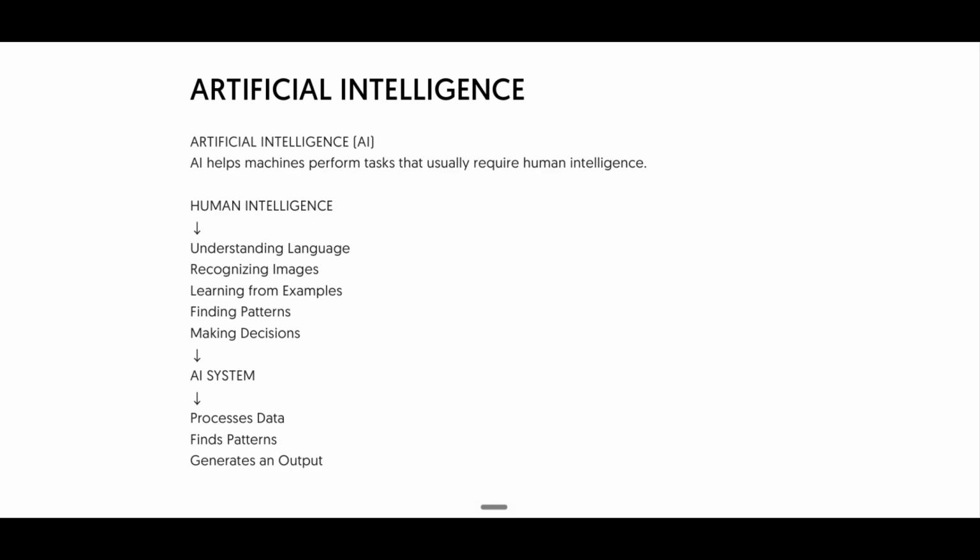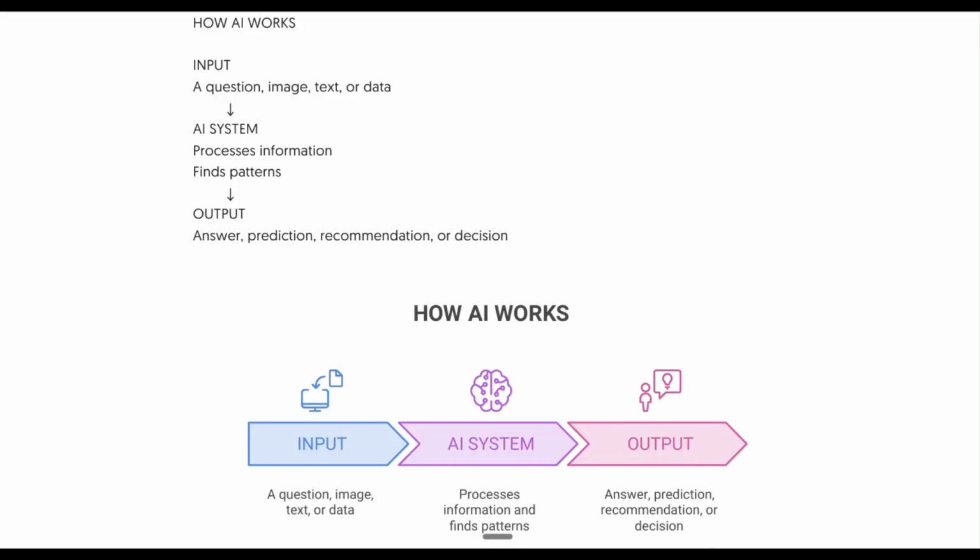For example, when you ask a question to an AI tool, you give it some input. The AI processes that input, understands the patterns in the information it has learned from, and then gives you an output. So, in a very simple way, we can think of it like this. You give an input, the AI processes it, and then it gives you an output.